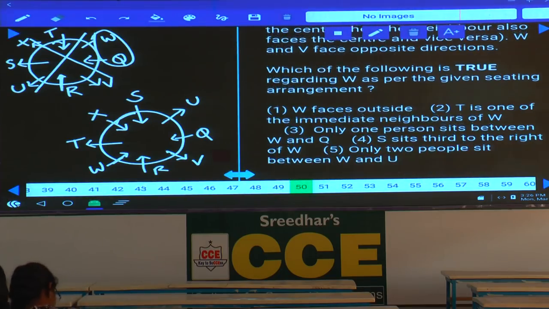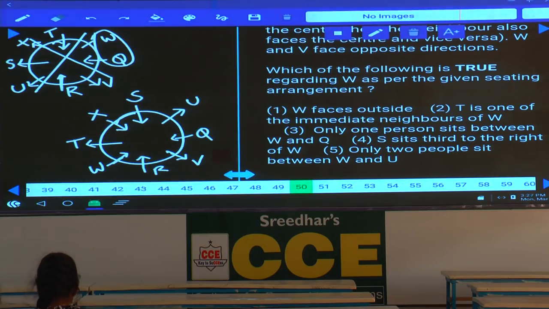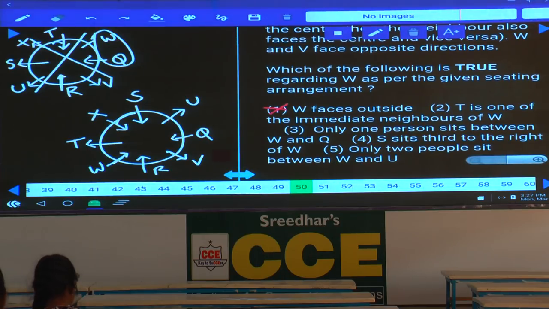Then question number 50, which of the following is true regarding W? W faces outside, true or false? W faces outside is false because W is facing the center. T is one of the immediate neighbors of W, definitely true, choice 2. Question number 50, it is choice 2.